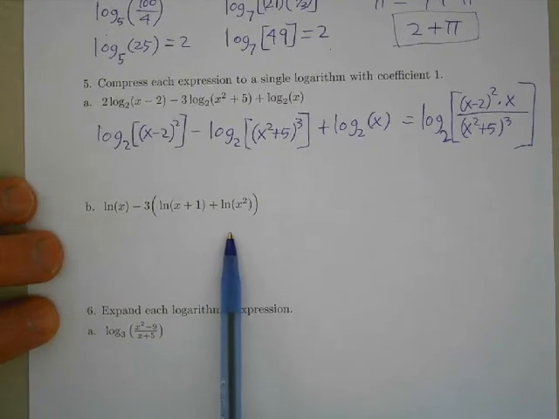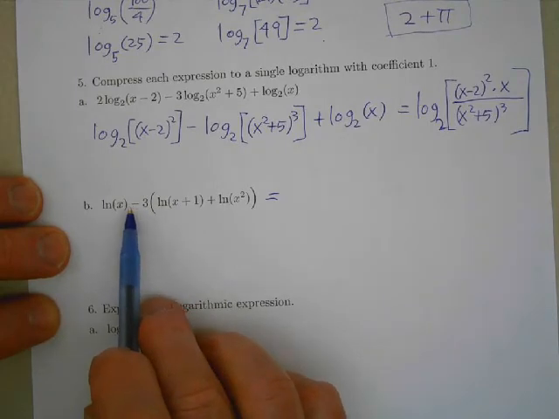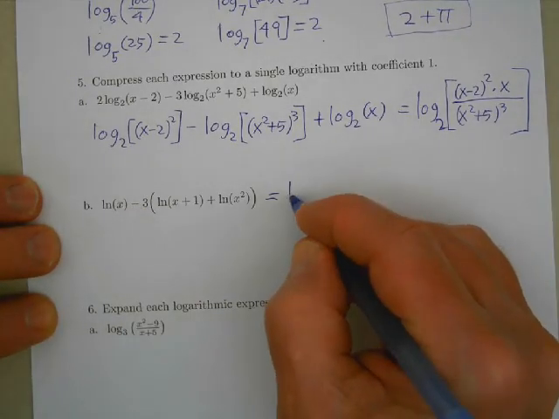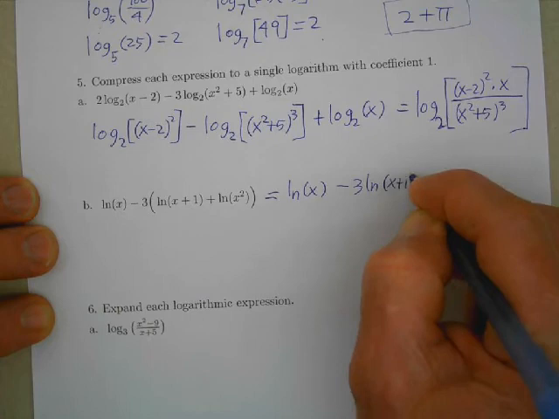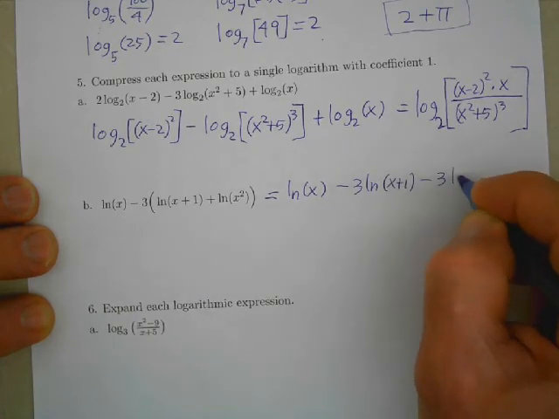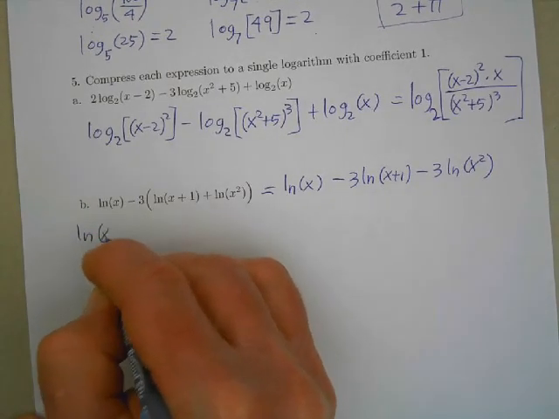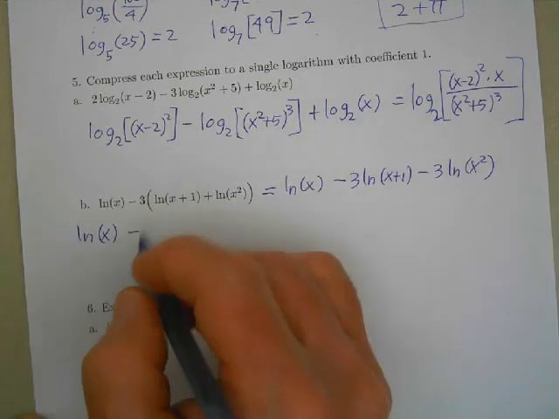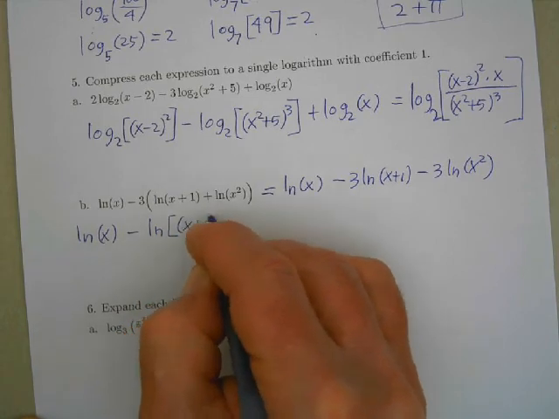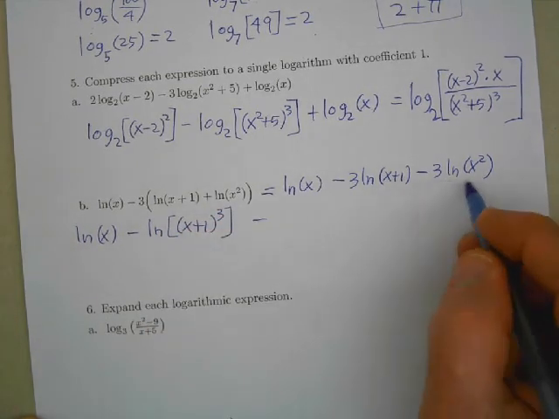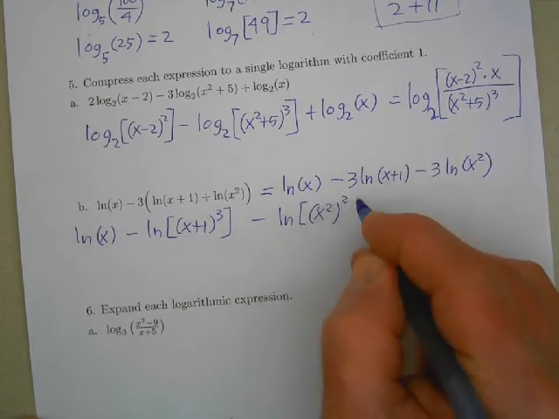Okay, on this one, first we'll distribute subtracting by multiplying by 3, so we get the natural log of x minus 3 times the natural log of x plus 1, and then minus 3 times the natural log of x to the second. And then this middle one, we move the 3 to the exponent, so it's minus the natural log of x plus 1 to the third. And then the same with this one. We get the natural log of x to the second to the third.